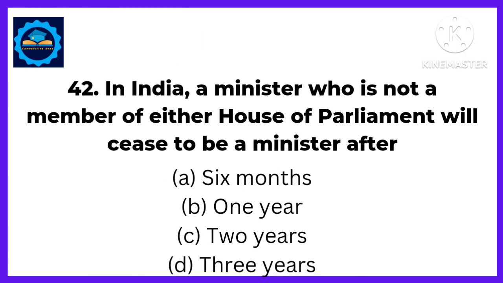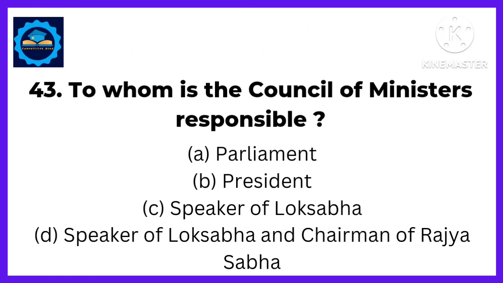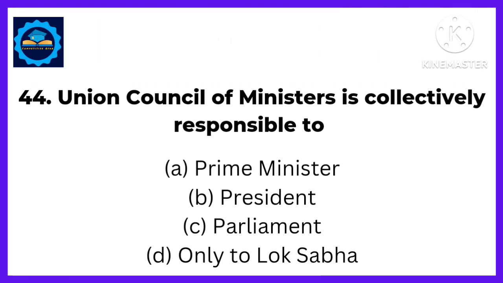Next, in India, a minister who is not a member of either house of the Parliament will cease to be a minister after? Answer. After 6 months. Next, to whom is the Council of Ministers responsible? Answer. The Council of Ministers is responsible to the Parliament. Next, the Union Council of Ministers is collectively responsible to? Answer. Only to Lok Sabha.